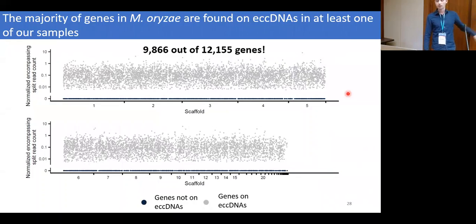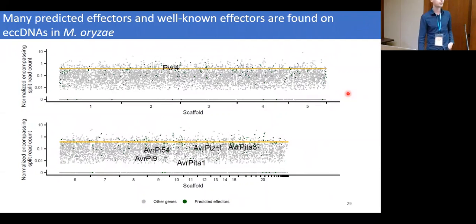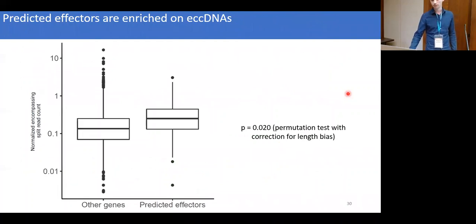So of course, what else can I tell you about the genes that are on these circular molecules? When we're thinking about fungal pathogens, obviously we're thinking about effectors. And we found many of these well-characterized effectors in Magnaporthe on these circular molecules. Furthermore, we also found that in general, if you looked at all predicted effectors in the genome, they were for the most part enriched on circular DNAs compared to other genes. So we're obviously very excited to see that kind of result.